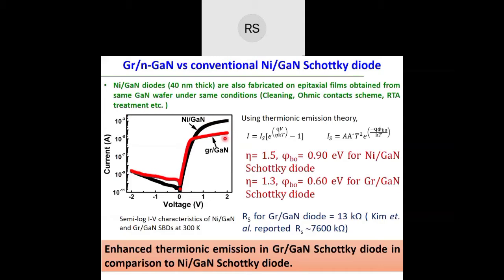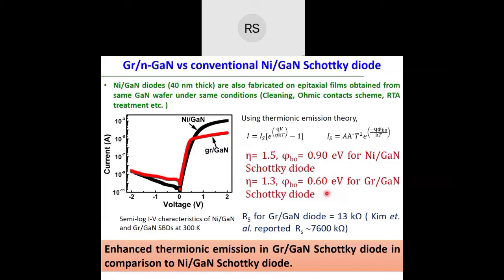Here, using our fittings with the thermionic emission theory, which I have told you, for graphene on GaN we have got an ideality factor of 1.3 and a barrier height of 0.6 electron volt. This is actually the first report showing that you can fabricate a very high quality Schottky barrier diode using a 2D material on a 3D material.